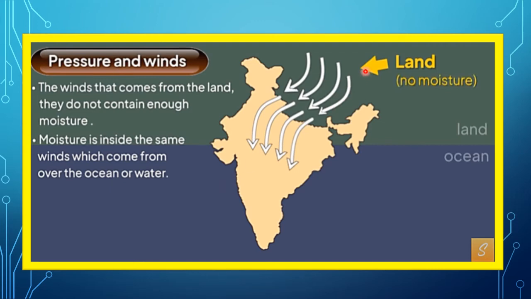So where does the rain come from? We are absolutely a monsoon type of climate. We get enough rain. So how does this rain come? Let us look into that.